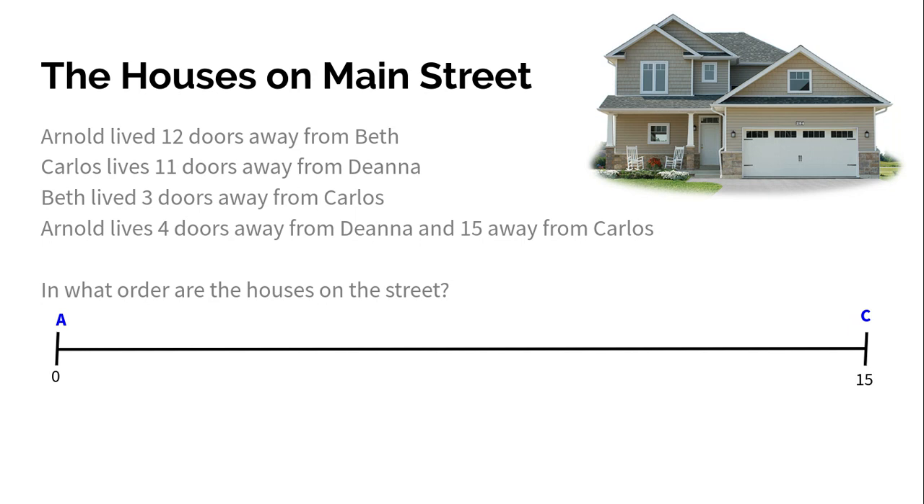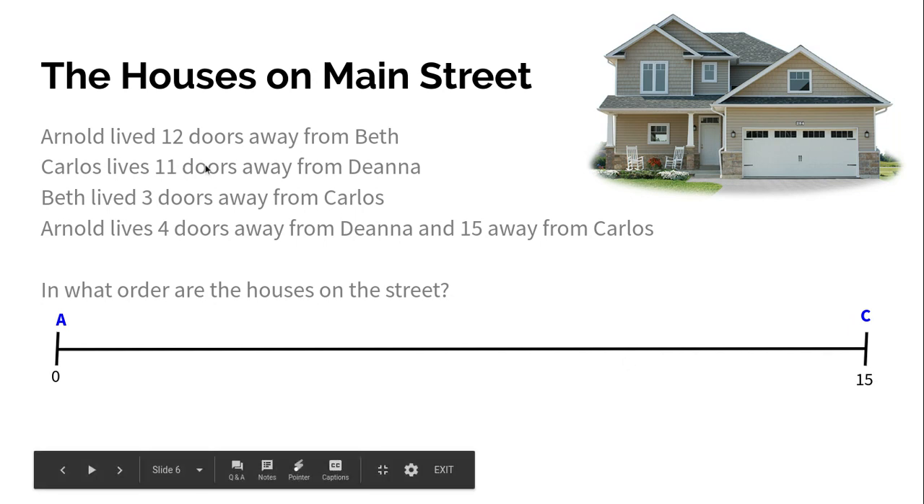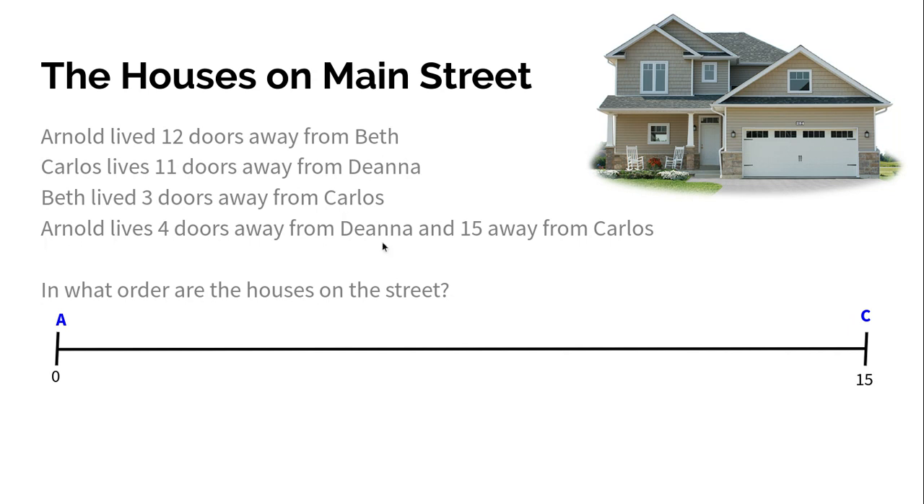So now I need to find someone who lives a distance away from Arnold and a distance away from Carlos that I can compare. It says here that Carlos lives 11 doors away from Deanna and Arnold lives 4 doors away from Deanna. Both living away from Deanna, I have their distance. You'll also notice their distance adds up to the number that is our total. So 11 plus 4 is 15. So I know that they're going to fall somewhere in this map.